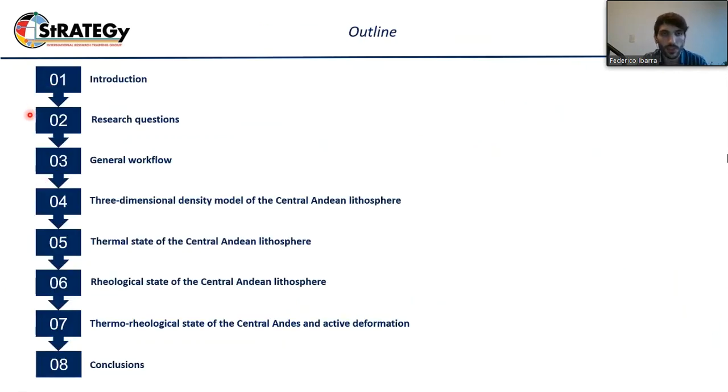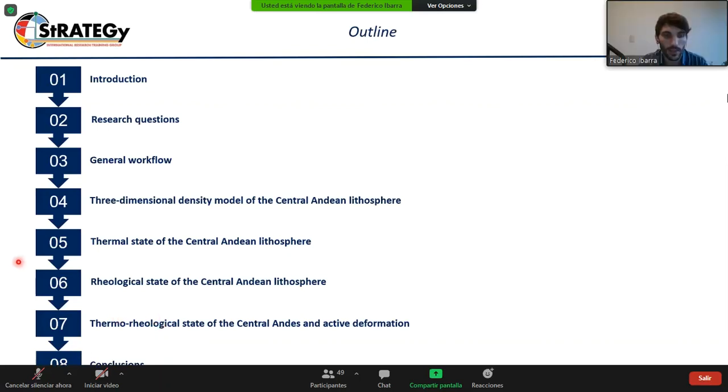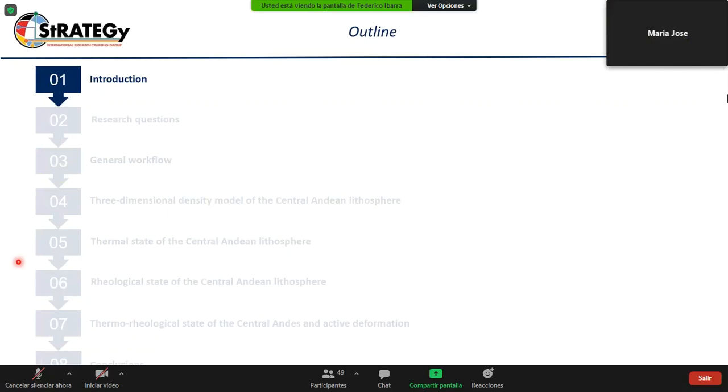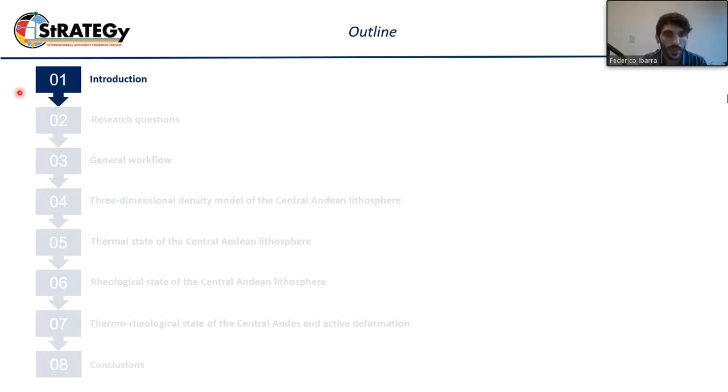So the structure of the presentation consists of a brief introduction to the general characteristics of the region, leading to the open research questions, then a brief overview of the general workflow, a description of the different models that I constructed and their insights into the thermal and rheological state of the Central Andes, and an integrative analysis of the thermal rheological state and the observed active deformation processes. And finally, I'll give you some conclusions. Let's start then with the introduction.